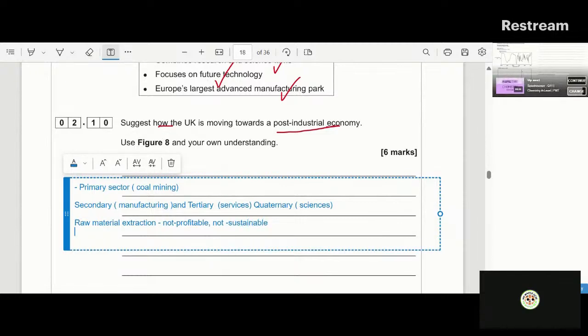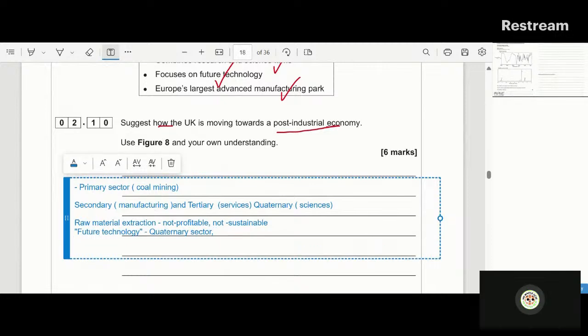Now, linking it back to figure 8 and how the advanced manufacturing site shows a movement towards a post-industrial economy, we can talk about how that figure references future technology, and therefore that is a link to the quaternary sector, and how they're not treating manufacturing as something quite prehistoric. They're trying to develop it.